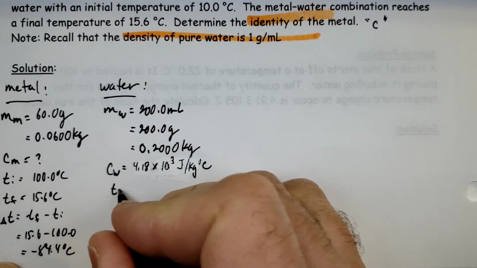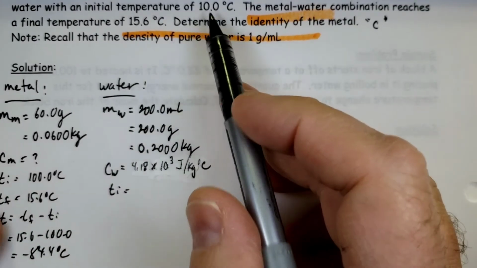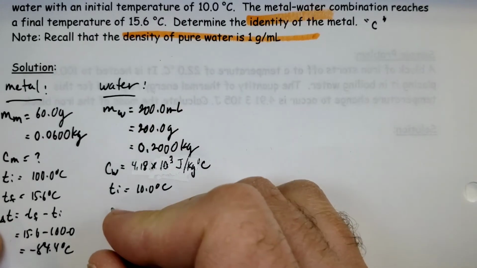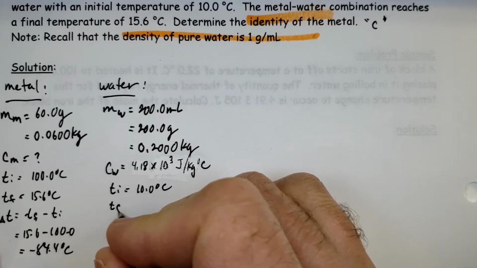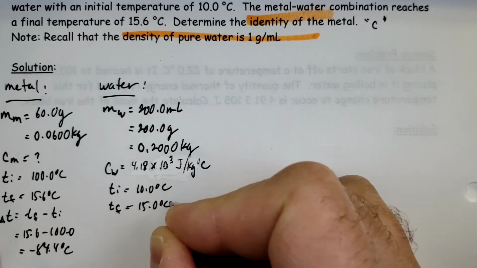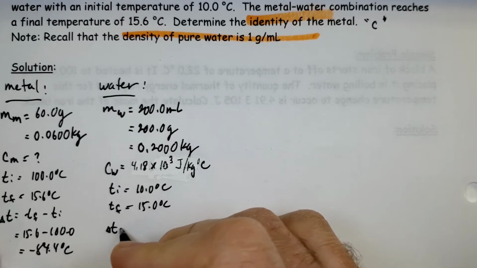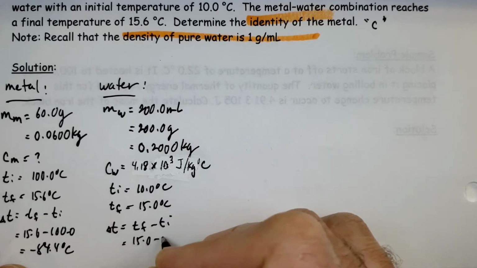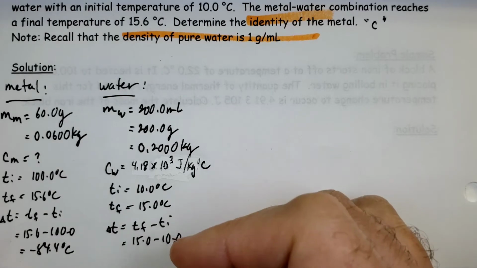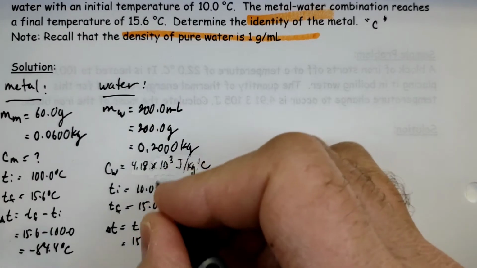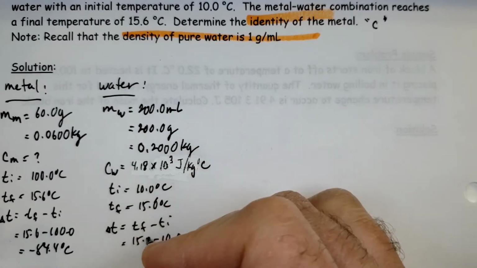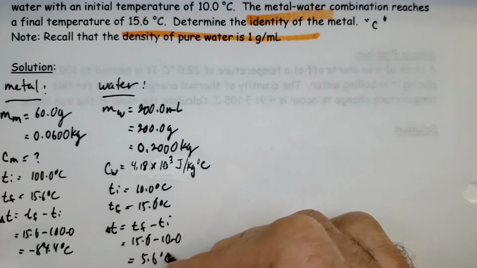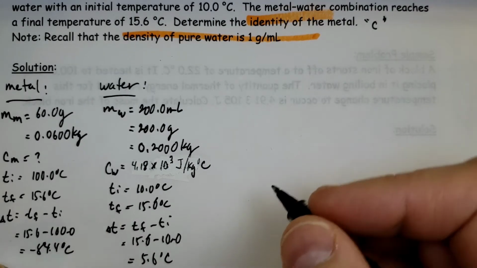The initial temperature of water, I was told, was 10 degrees C. Then when the metal is put in there, they both reach a common temperature of 15.6. So the change in temperature will be TF minus TI, which is 15.6 minus 10. That's going to give me 5.6 degrees C.